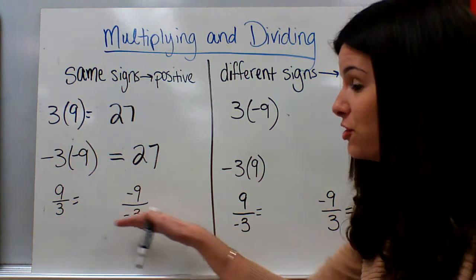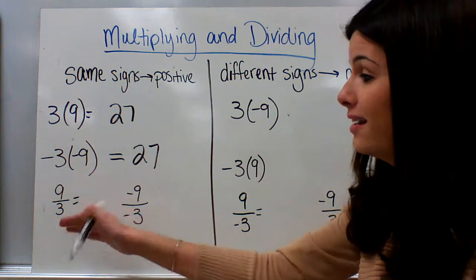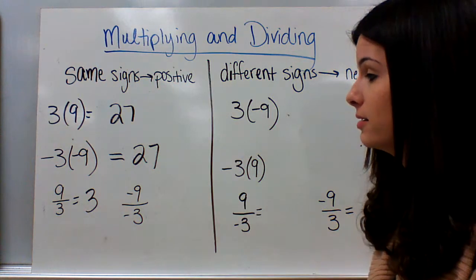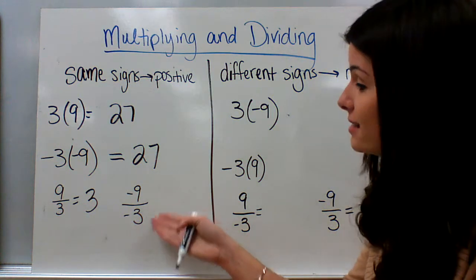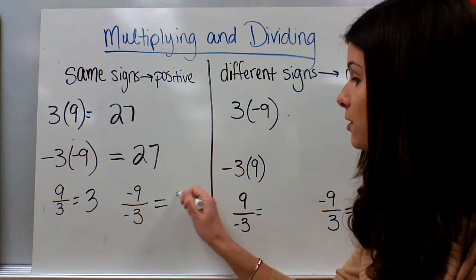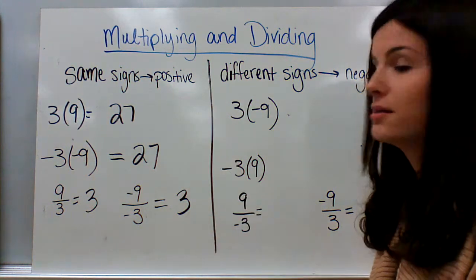Same thing if you're dividing and you have the same sign. 9 divided by 3 is 3. They're both positive. The answer will be positive. Okay, and last here, same signs. They're both negative. Just divide, you get 3, and since they're the same sign, it's a +3.